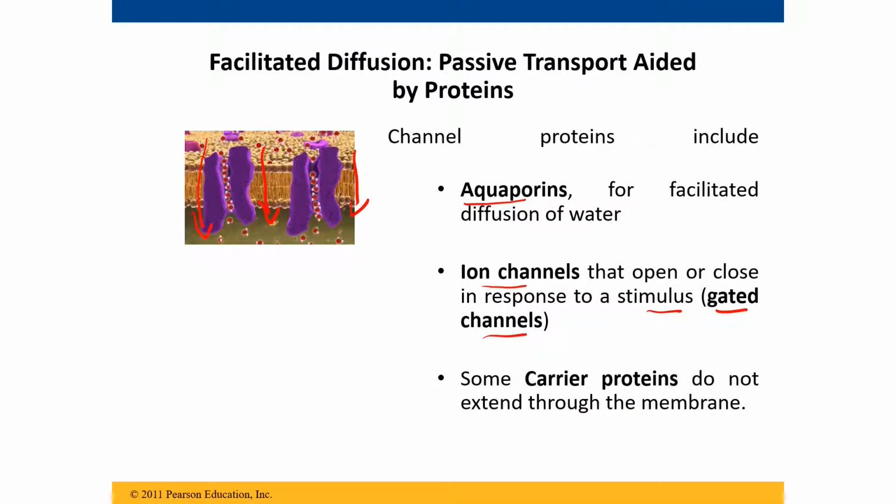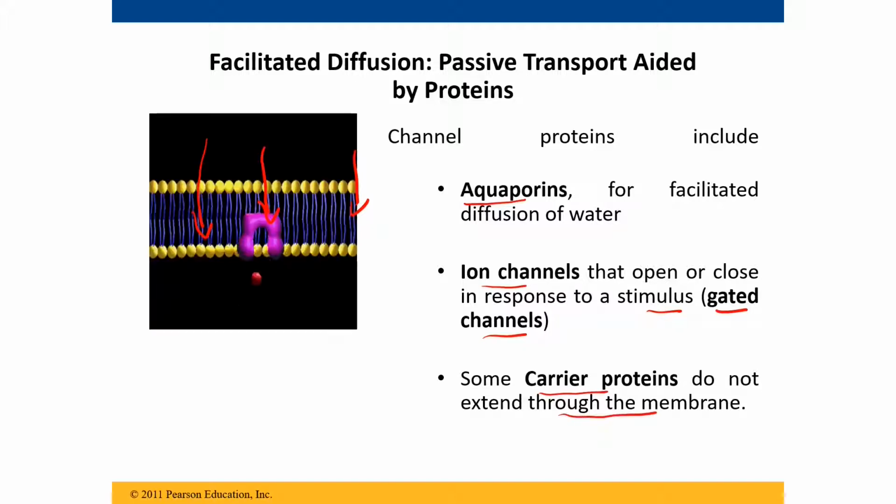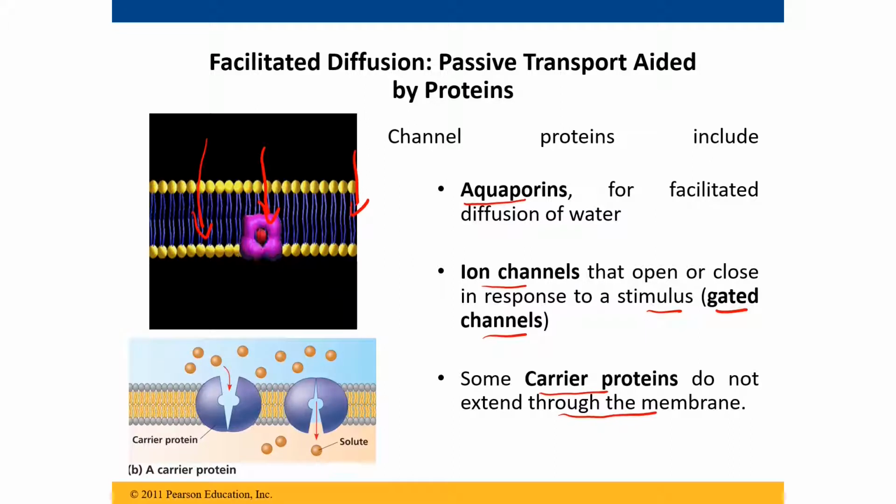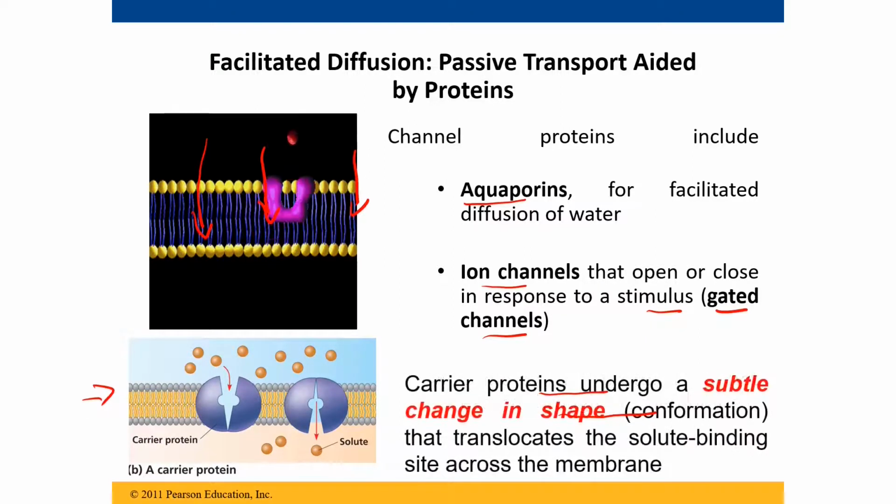And also we can have some carrier proteins that, opposite to the aquaporins, cannot extend through the entire membrane. So this can be an example. If you see in this animation, the carrier is undergoing conformational changes in its shape, and is moving from one side to the other side of the membrane. In your textbook, it will look like this. And remember, carrier proteins undergo a subtle change in shape, in other words, in their conformation, that translocates the solute binding site across the membrane.